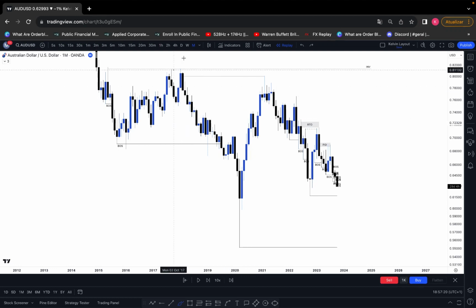Now we're trading within this range high and this range low. We want to understand what's going on within this range on the monthly. So what do we do? We drop down to the weekly time frame.